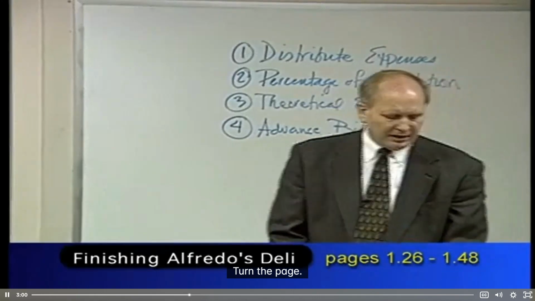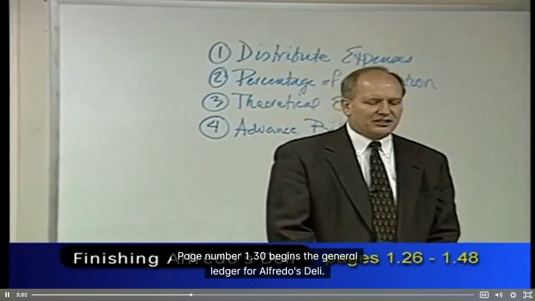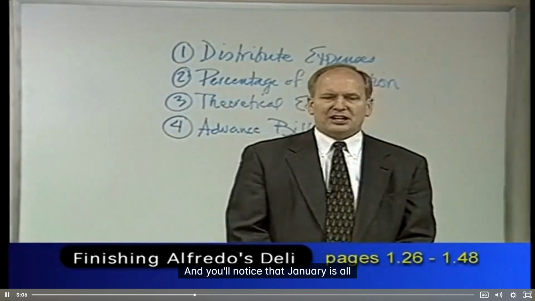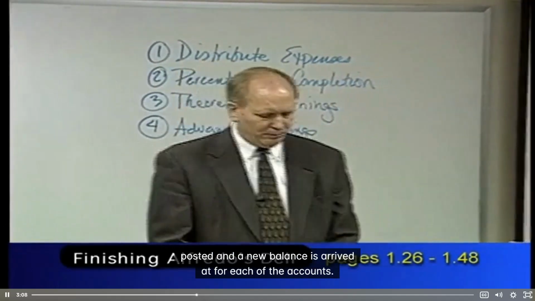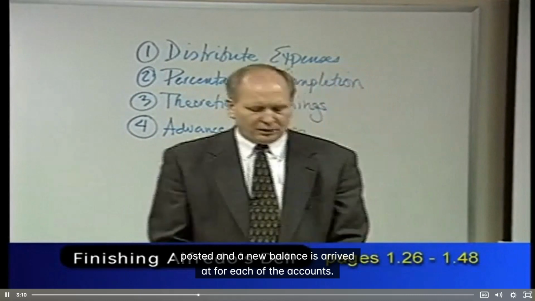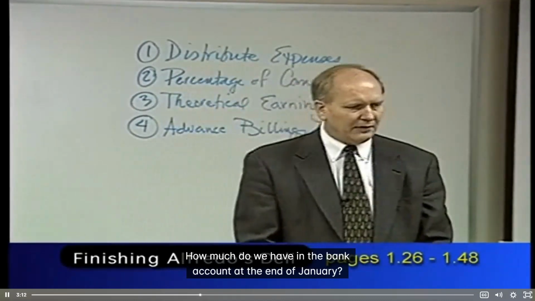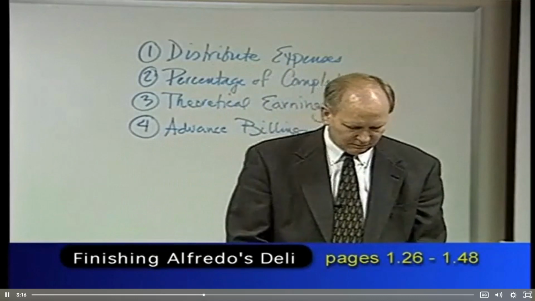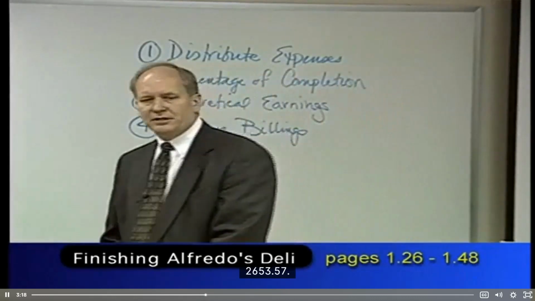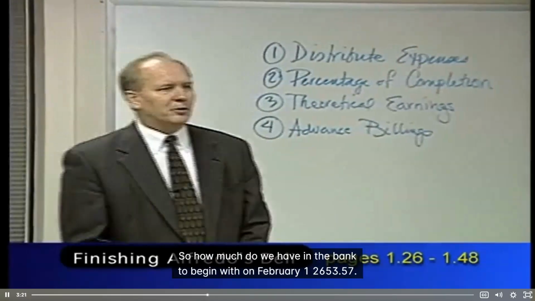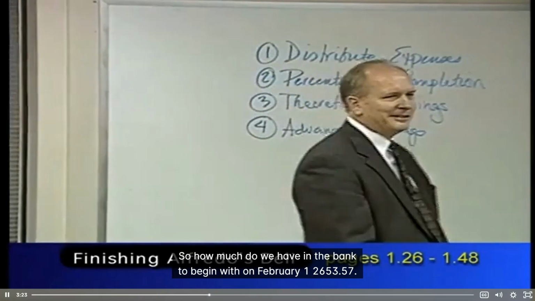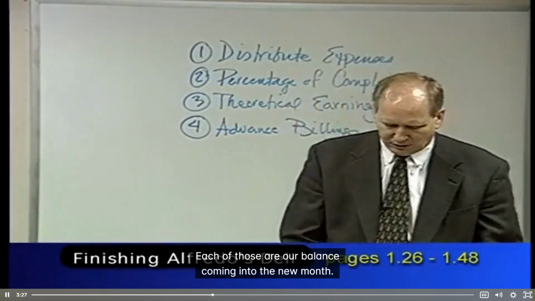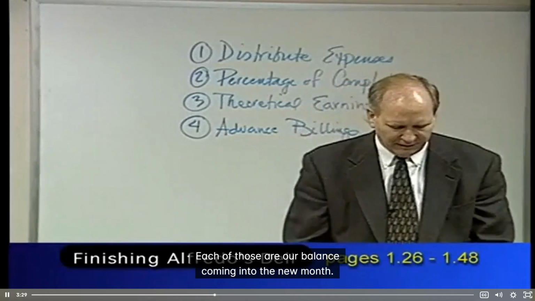Turn the page. Page number 130 begins the general ledger for Alfredo's Deli. And you'll notice that January is all posted and a new balance is arrived at for each of the accounts. How much do we have in the bank account at the end of January? $26.53.57. So how much do we have in the bank to begin with on February 1st? $26.53.57. So that's our balance. Each of those are our balance coming into the new month.